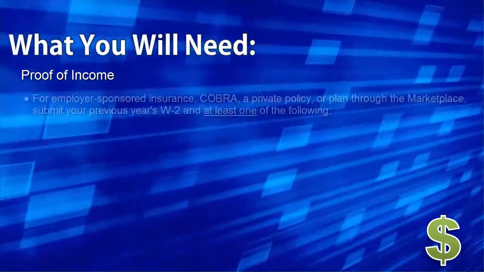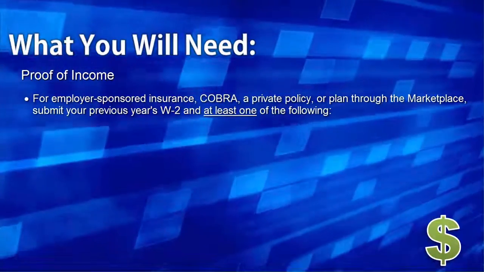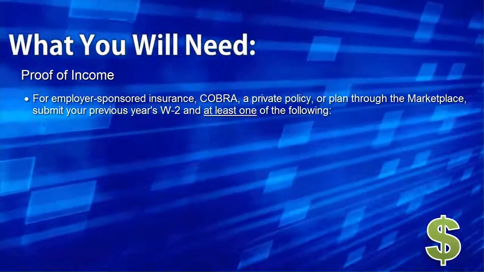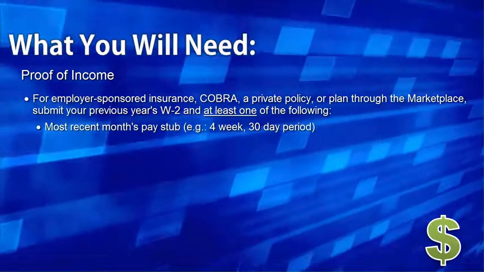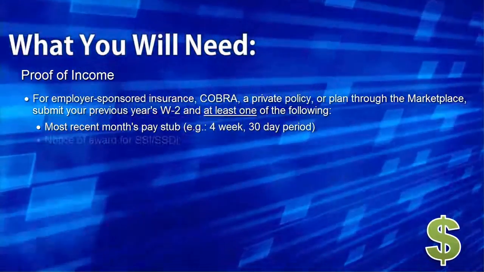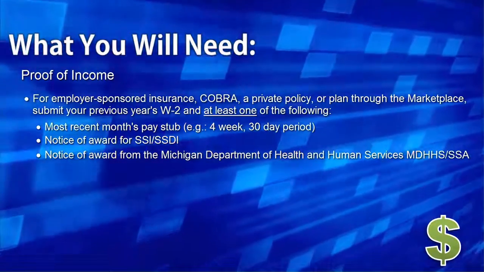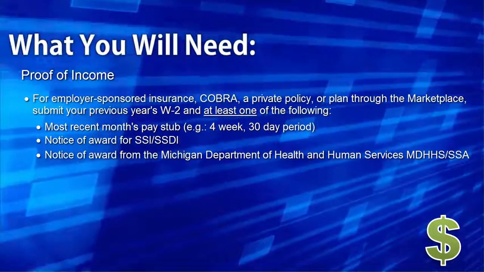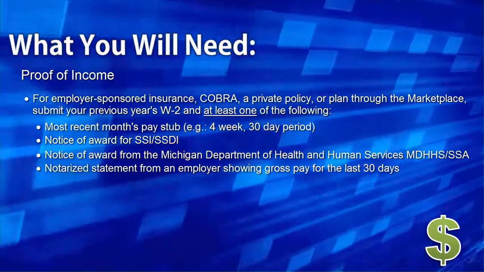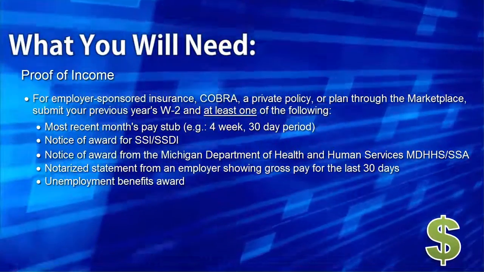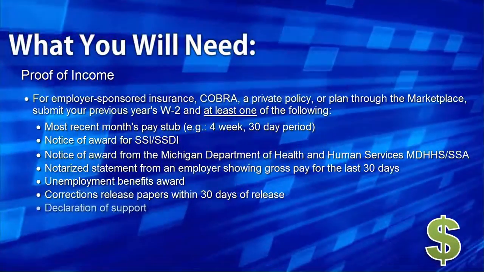If you have employer-sponsored insurance, COBRA, a private policy, which is a policy that is paid for by you or another entity, or a plan through the marketplace, you must submit your previous year's W-2 and at least one of the following: your most recent month's pay stubs, such as a 4-week, 30-day period, notice of award for SSI or SSDI, a notice of award from the Michigan Department of Health and Human Services, SSA, a notarized statement from an employer showing gross pay for the last 30 days, an unemployment benefits award, corrections release papers within the 30 days of release, or a declaration of support.